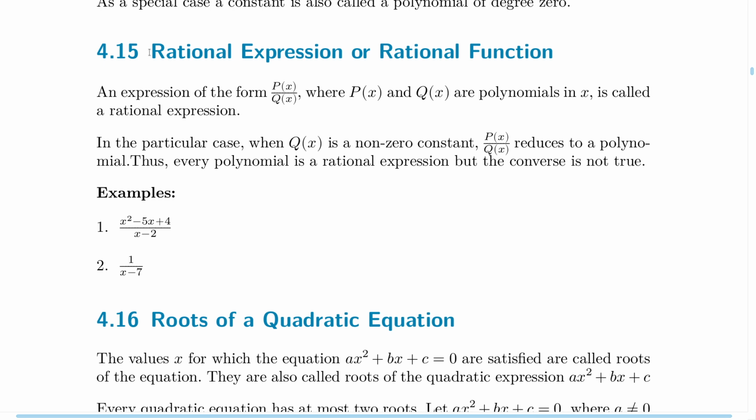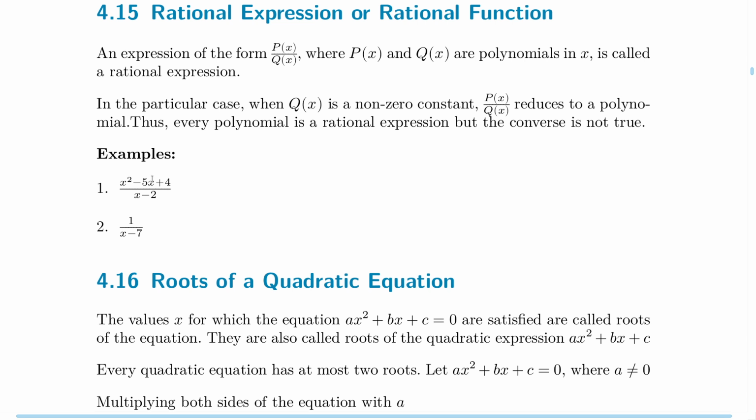Now we study rational expression and rational function. An expression of the form p(x) by q(x), where p(x) and q(x) are polynomials in x, is called a rational expression. In the particular case, when q(x) is a non-zero constant, it reduces to a polynomial because the coefficient will be just divided by that constant. Thus, every polynomial is a rational expression, but the converse is not true. So the examples are given here: x square minus 5x plus 4 by x minus 2 and 1 by x minus 7.